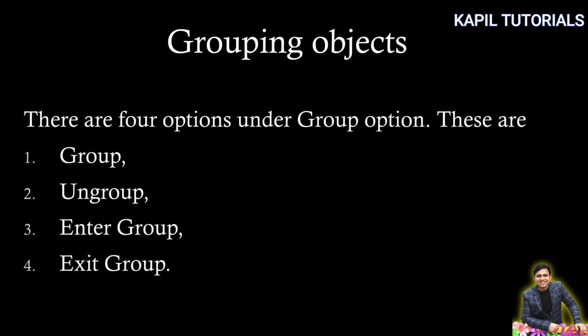Second, grouping objects. There are four options under the group option: group, ungroup, enter group, and exit group. The group option I have just explained to you. The ungroup option I also explained just now, when I right clicked and then clicked on ungroup. What ungroup does is separate all the shapes once again. Now I want to teach you enter group and exit group.